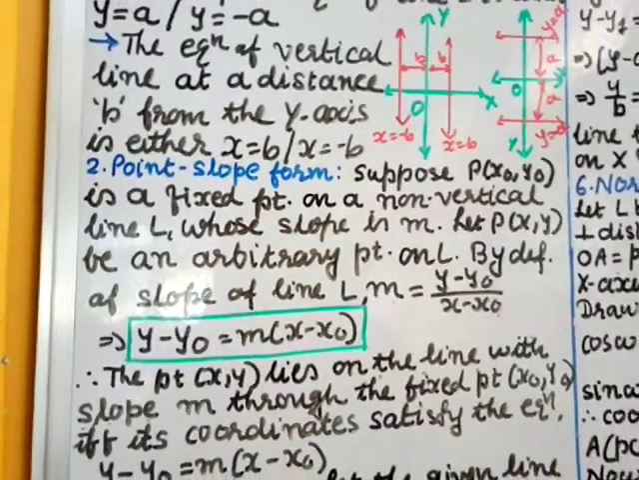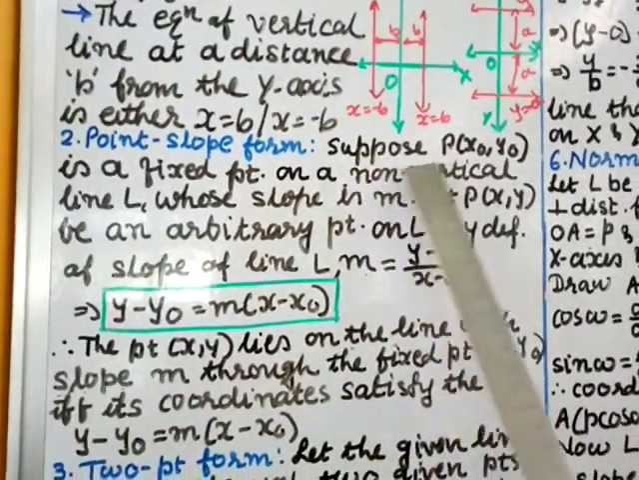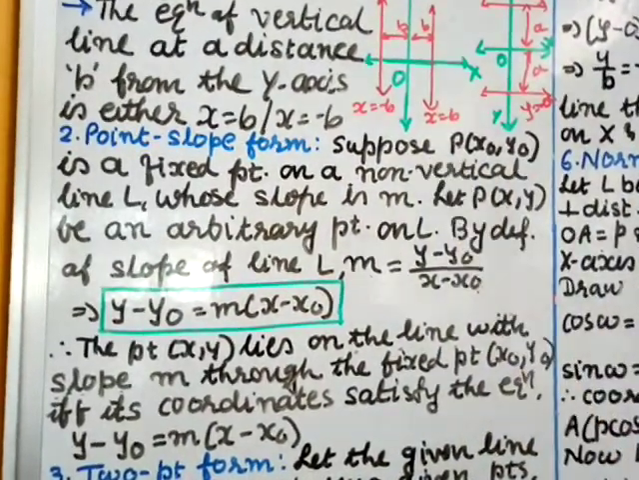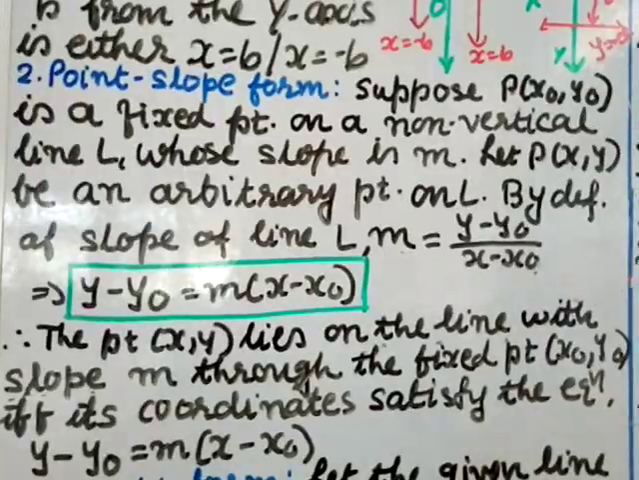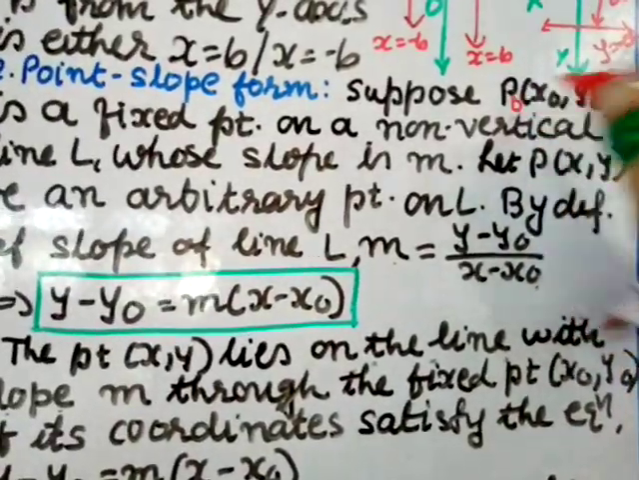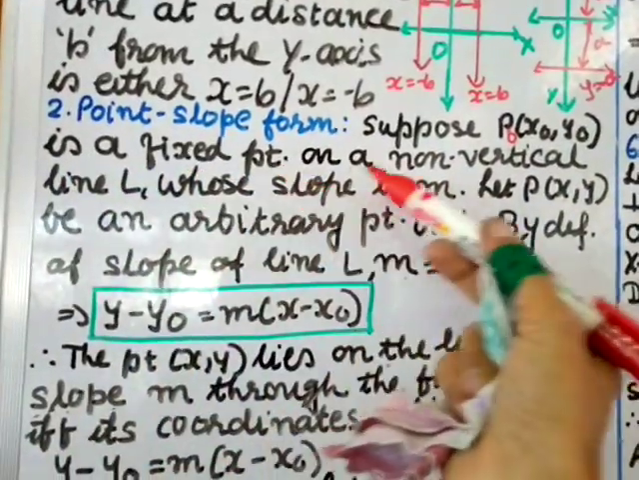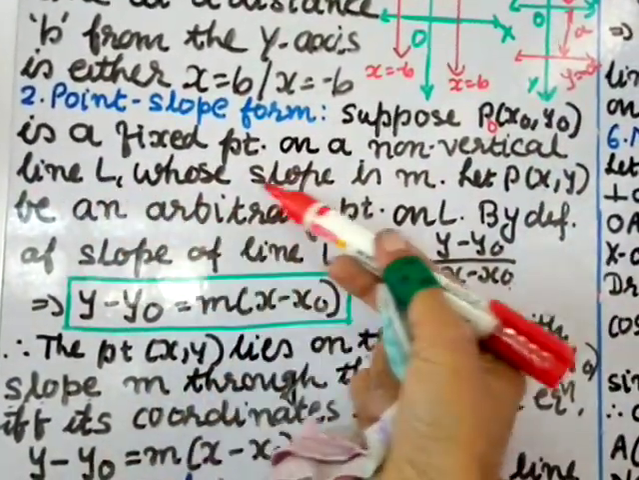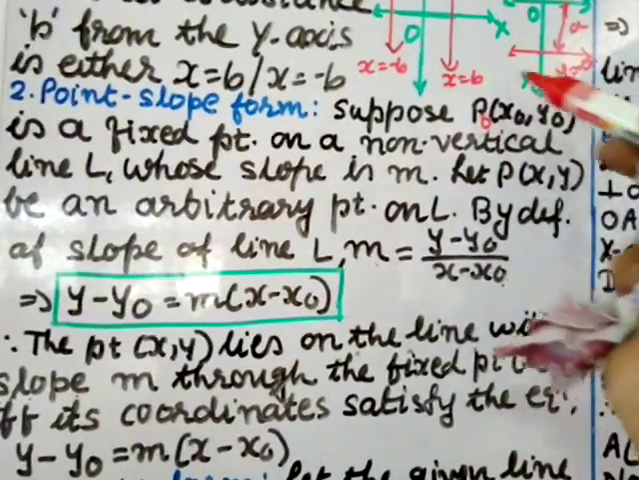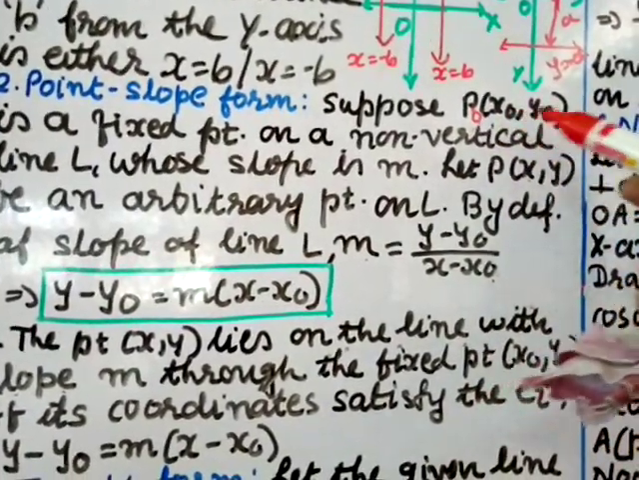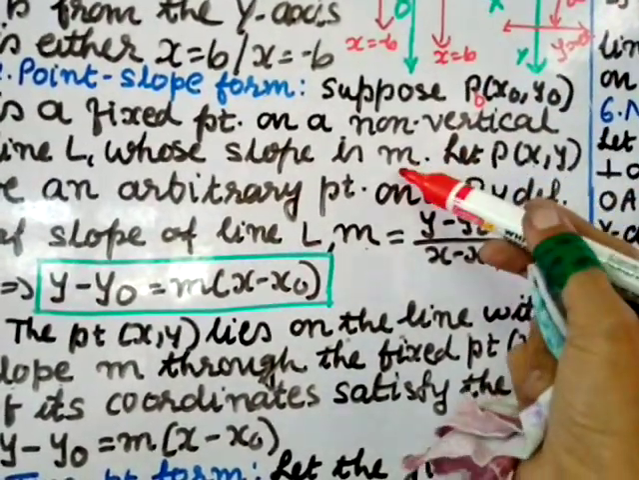Number 2, point slope form. Suppose P x naught y naught. This is P naught, let me correct it. Okay, it should be P naught. So suppose P naught x naught y naught is a fixed point on a non-vertical line L whose slope is m. So you have got a fixed point on a line L, P naught x naught y naught, and the slope of the line is m.